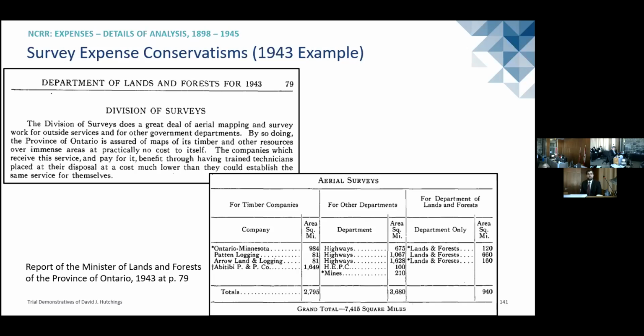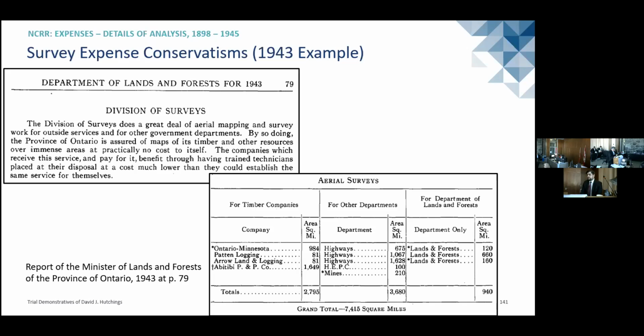It goes on about why they do what they do. But included in that report is this table that I've snapped out in the bottom right, which is an accounting of their aerial surveys. And you'll see at the bottom of that table, they surveyed 7,415 square miles. This is before metric. And you can see on the far right, for departments of lands and forests only, that was 940 square miles.